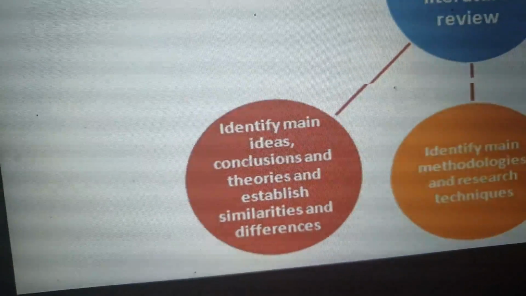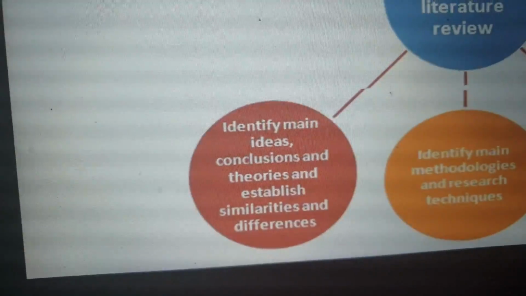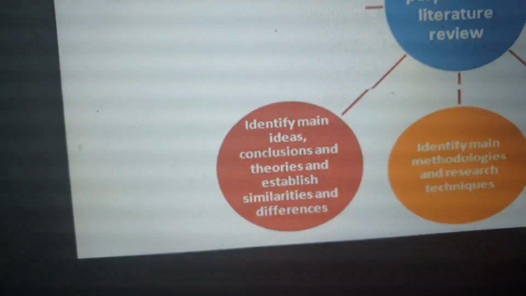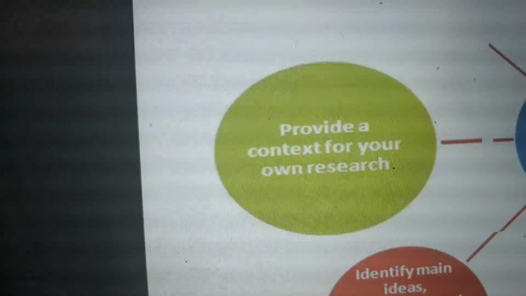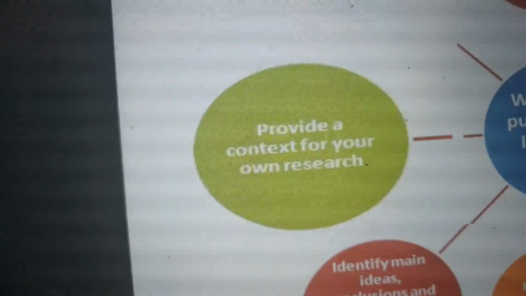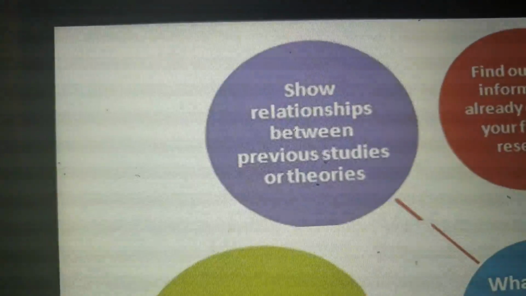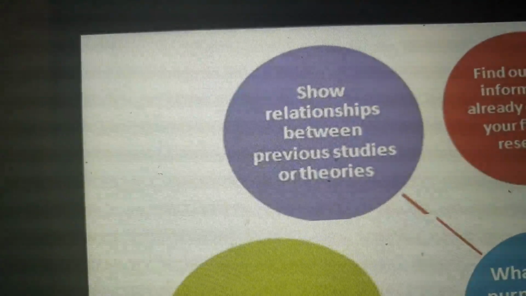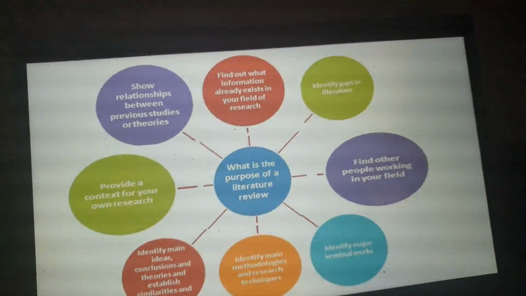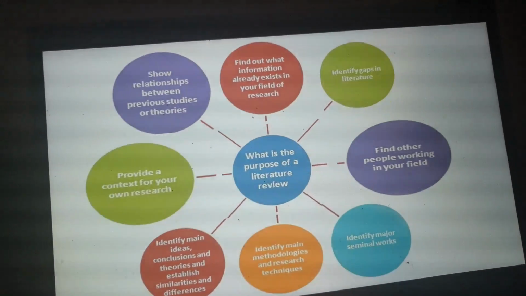You are doing a literature review to identify the main ideas, conclusions, and the theories and establish similarities and the differences. You are doing literature review to provide a context for your own research. And you're doing a literature review to show relationships between previous studies or theories. So you can use this as your checklist. Have you captured this in your literature?